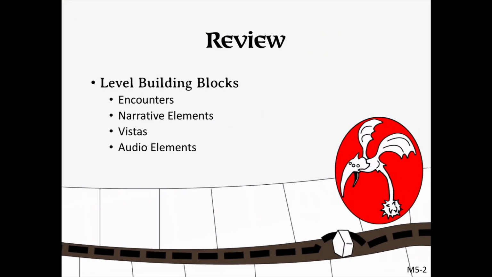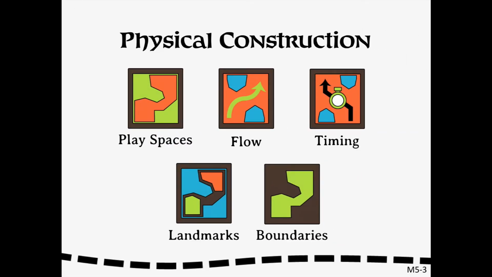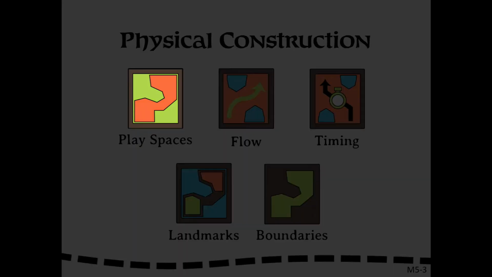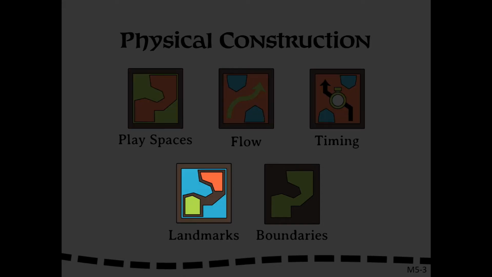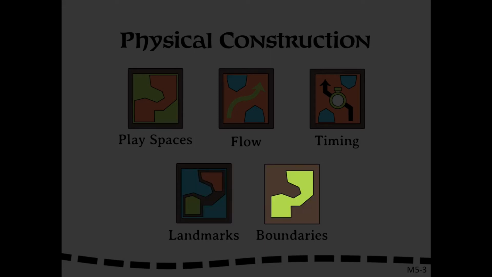Last unit we learned about the building blocks of level design, the elements that you need to plan for as you're designing and building your gameplay spaces. Encounters, narrative elements, vistas, and audio elements. Now we're going to learn about the physical construction of your level designs. We will need to account for these 5 things when we are designing our levels: play spaces, flow, timing, landmarks, and boundaries.